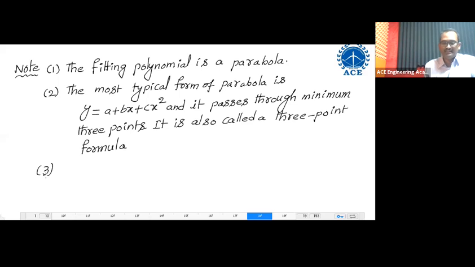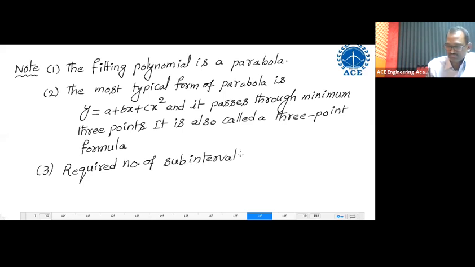As you have already seen, the required number of subintervals should be even. An even number of subintervals must be required. Means 2 intervals, 4 intervals, 6 intervals, 8 intervals, 10 intervals, etc. Next point.